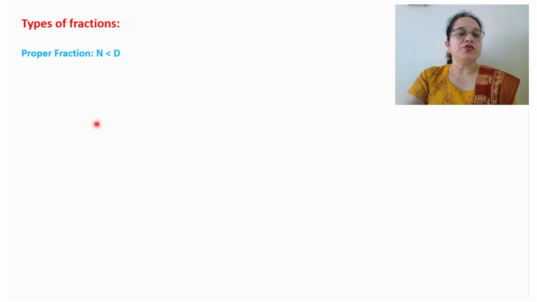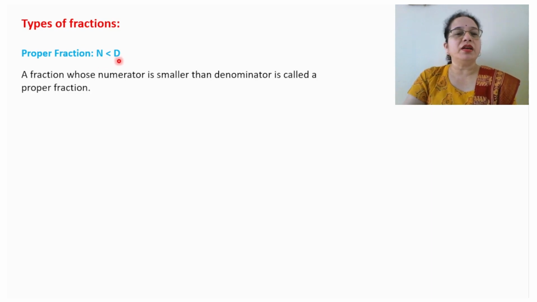Types of fraction. The first one is proper fraction. Symbolically, I have written the numerator is smaller than denominator. So you can define the definition of a proper fraction. A fraction whose numerator is smaller than denominator is called a proper fraction.